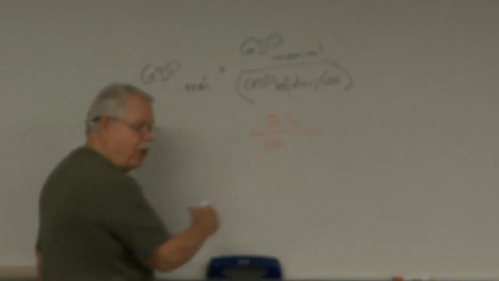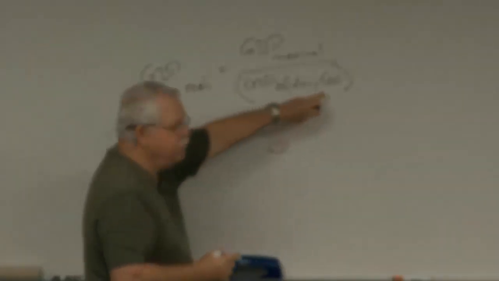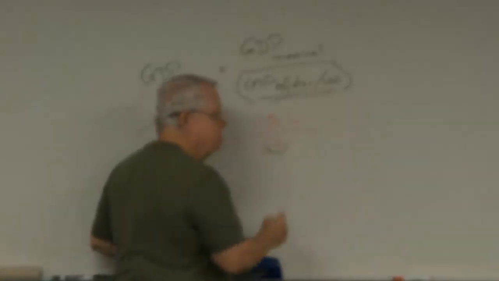Because they always give it to you as 100 and something. What did I tell you we do with that GDP deflator? We move the decimal point over 2 places. That's the same thing as dividing by 100. That's the only change. That's why, to me, this is a little bit confusing.